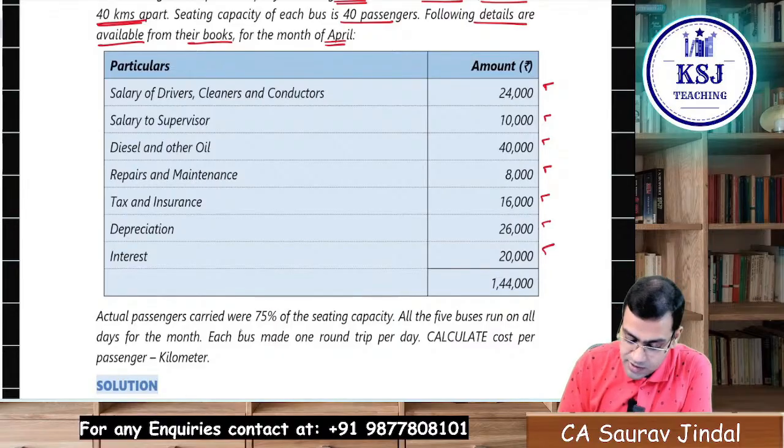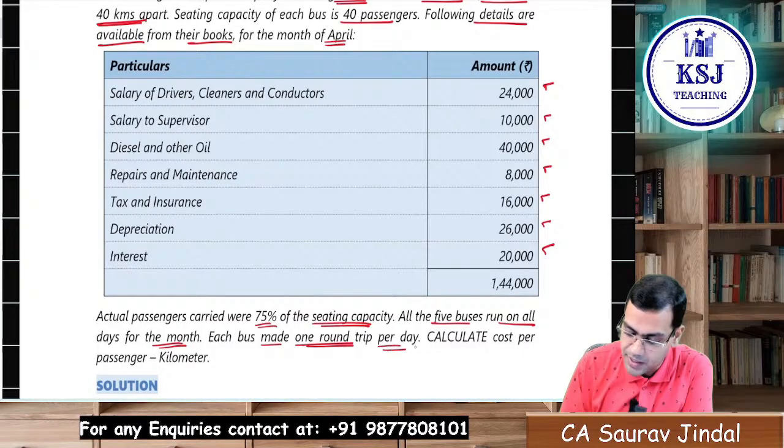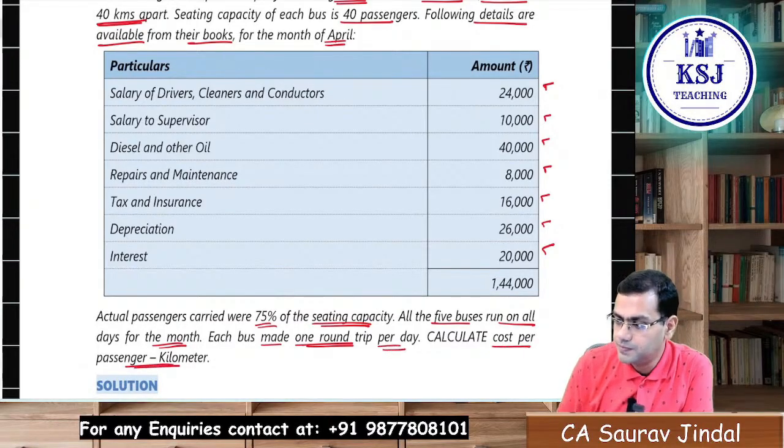Actual passengers carried were 75% of the seating capacity. All the 5 buses run on all the days for the month. Each bus made 1 round trip per day. Calculate the cost per passenger kilometer. And no inventories are there.